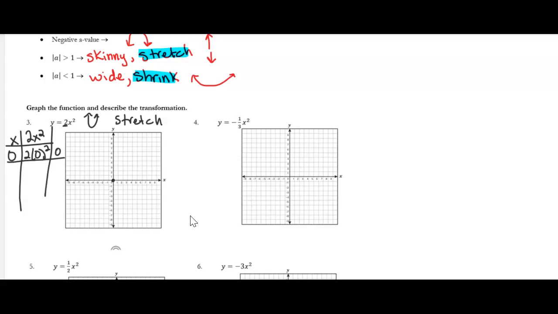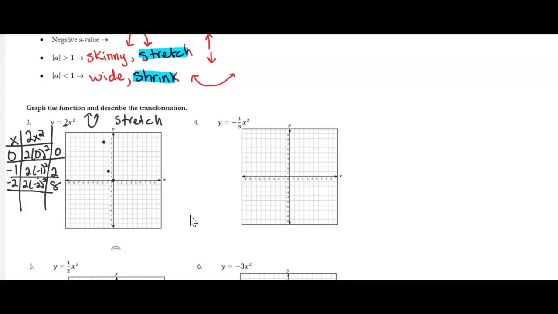And then I pick 2 numbers to the left and 2 numbers to the right. So negative 1. So 2 times negative 1 squared. Well, negative 1 squared is a positive 1 times 2 is 2. So I'm going to go to the left 1, up 2. And then negative 2. And so 2 times negative 2 squared. Well, negative 2 squared is a positive 4 times 2 is 8. So I have to go all the way up here.